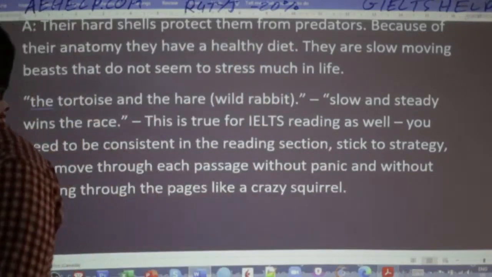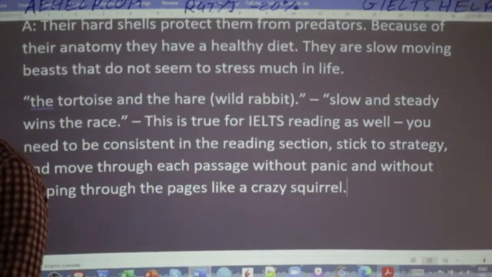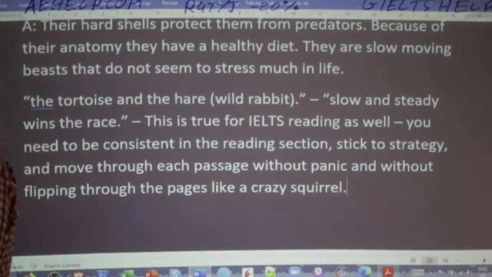And Carolina's throwing a little tortoise emoji in there for us to keep us inspired. That's great. Okay.